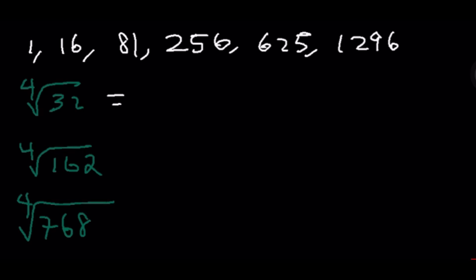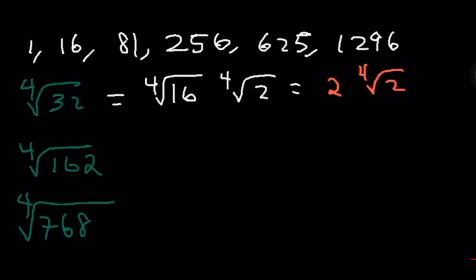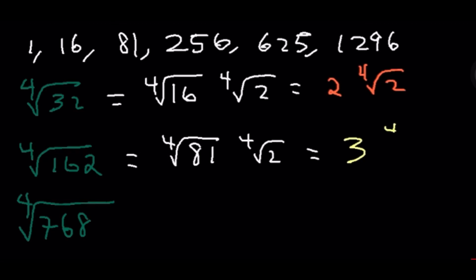So which of these numbers go into 32? Clearly it has to be 16. 16 times 2 is 32. And we know the 4th root of 16 is 2. So we get 2 times the 4th root of 2. And 81 goes into 162. So we have the 4th root of 81 times the 4th root of 2. And the 4th root of 81 is 3. So we get 3 times the 4th root of 2.